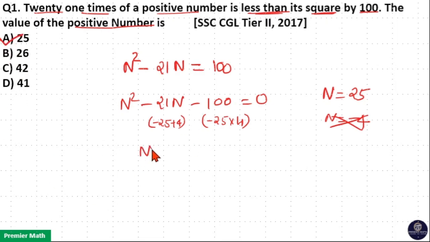This can be written as n minus 25 into n plus 4 is equal to 0. That means n is equal to 25 or n is equal to minus 4. So n is equal to minus 4 is not an option. n is equal to 25 is the correct answer. So option A is the right answer.